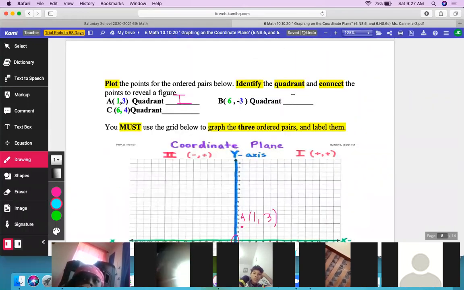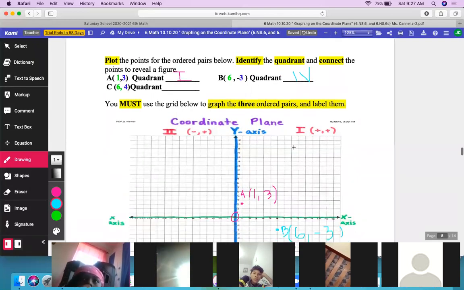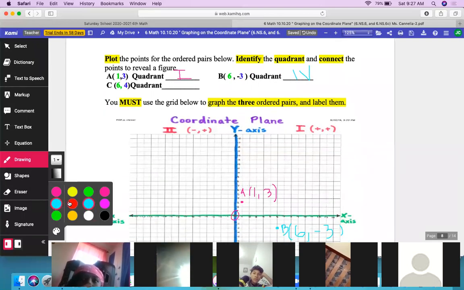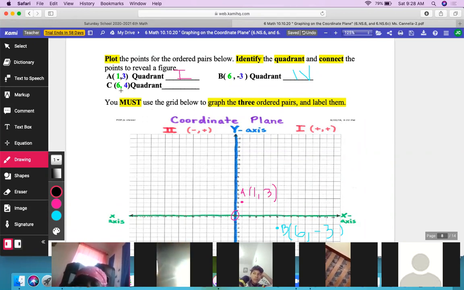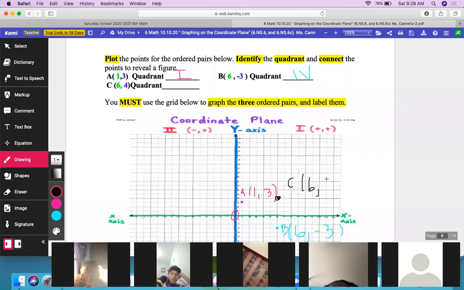Okay, last one. How do we graph 6, 4, young man? You have to start at the origin and move to the right. Yes, you're right. 6 is positive. Remember, positive x is to the right. Keep going. And then you have to move up 4. And we're going to call this C. And what quadrant does this lie in? 1. Okay, Joel, we're not done yet.